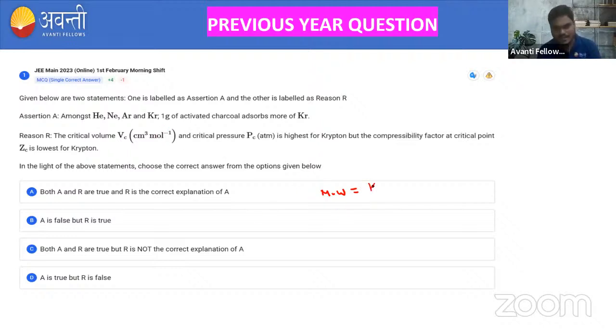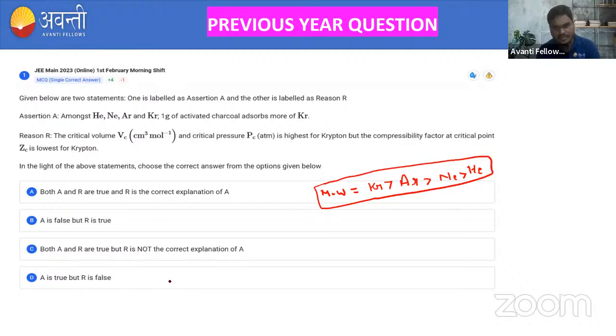So we know that krypton has the highest molecular mass. Then argon, then neon, and then helium. ठीक है? So this is the molecular weight order. Krypton का सबसे ज्यादा होगा. Now Z at the critical point is equal to 3 by 8. We all know Z at critical point is 3 by 8. So out of this, A is true. Obviously, A is true because among helium, neon, argon and krypton, 1 gram of activated charcoal absorbs more of Kr because Kr has the higher molecular mass.